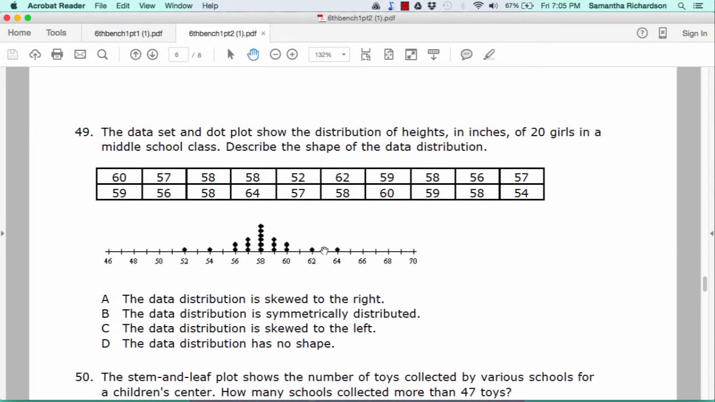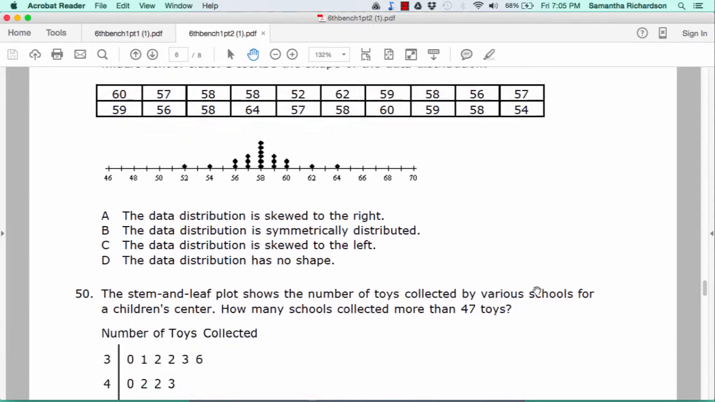Question 49. The data set and dot plot show the distribution of heights in inches of 20 girls in a middle school class. Describe the shape of the data distribution. A. The data distribution is skewed to the right. B. The data distribution is symmetrically distributed. C. The data distribution is skewed to the left. D. The data distribution has no shape.